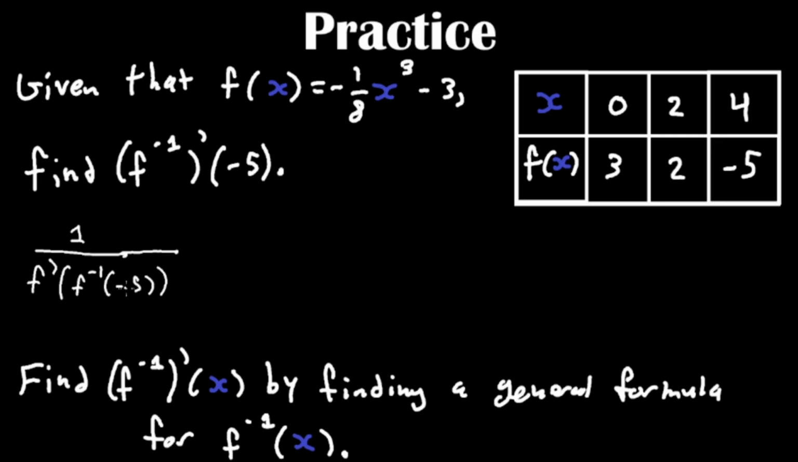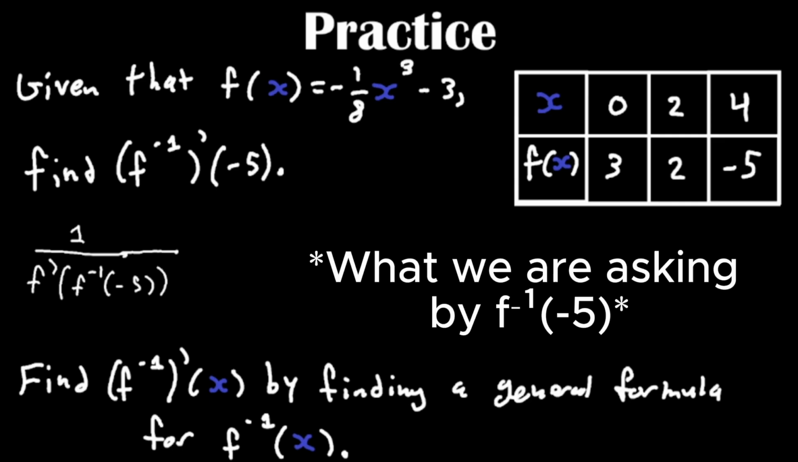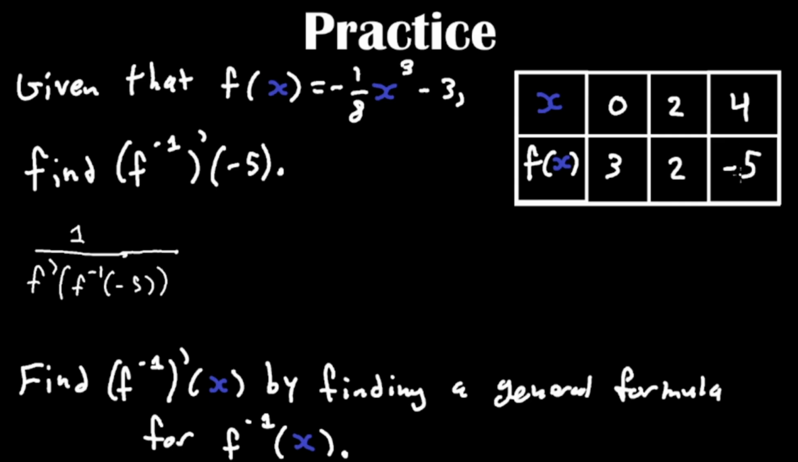Well, what is the f inverse of negative 5? Basically, what we're asking is what value of x generates an f value of negative 5. That is x equals 4. So this is going to be 1 over f prime of 4. So basically, we're just asking now, what's the reciprocal of the derivative evaluated at 4? Well, to find this out, we need to find out what the derivative of the original function is.